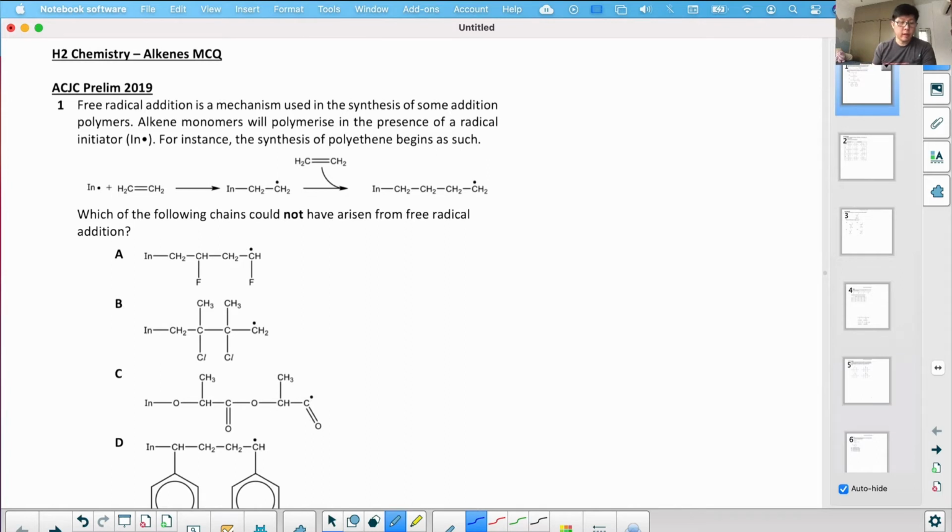Okay, hello everyone. Let's go through some questions on alkenes. All right, so let's look at the first question. This ACJC question, right?